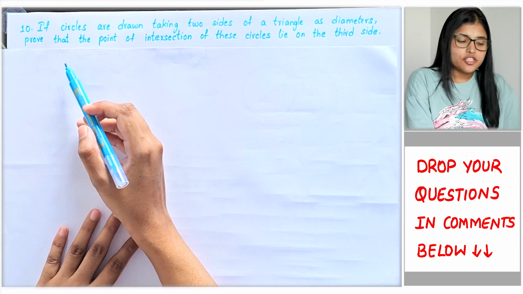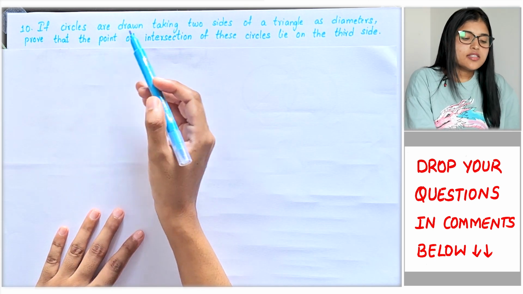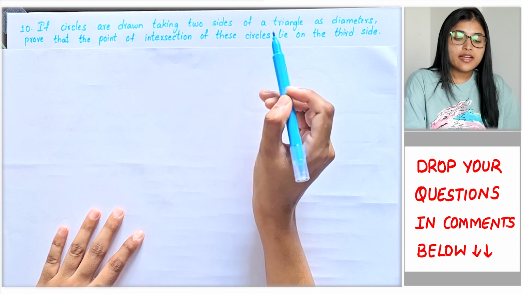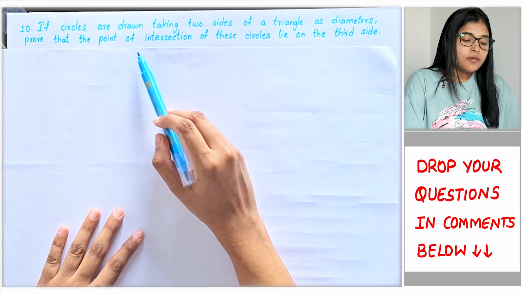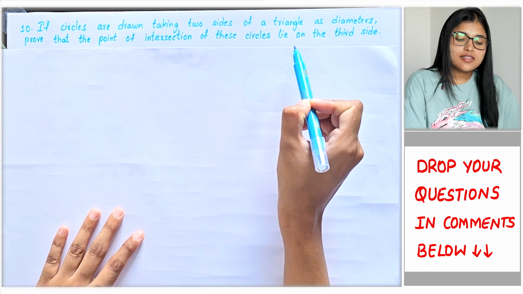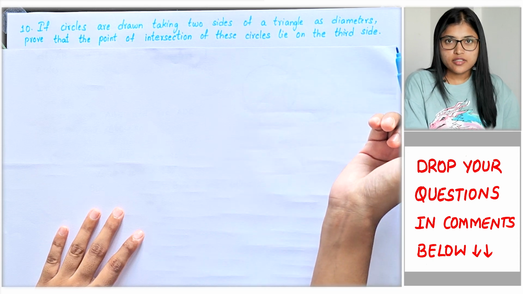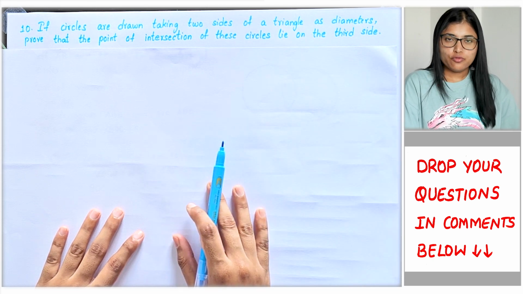In the 10th question, we are told if circles are drawn taking two sides of a triangle as diameters, prove that the point of intersection of these circles lies on the third side of the triangle. Let's see how to prove this.